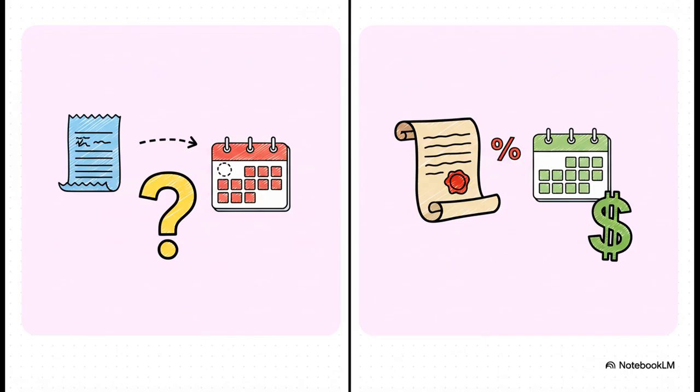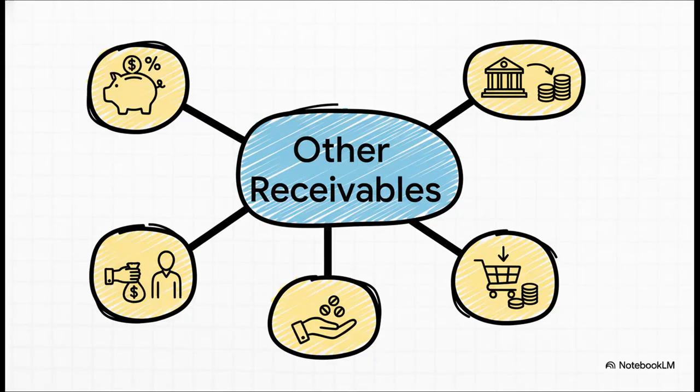Think of accounts receivable, or AR for short, as your everyday informal credit. A business sends an invoice and it's due in, say, 30 days. It's simple. Notes receivable, on the other hand, are a bit more buttoned up. They're backed by a formal written promise to pay, they almost always include interest, and the payment terms are usually longer. We call these two trade receivables because they come directly from the company's main line of business. It's trade.